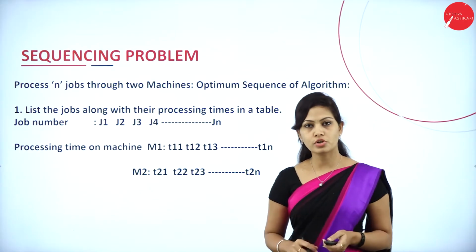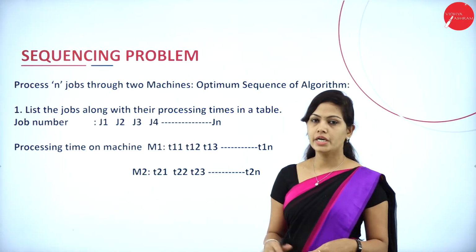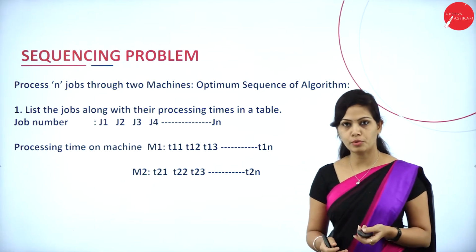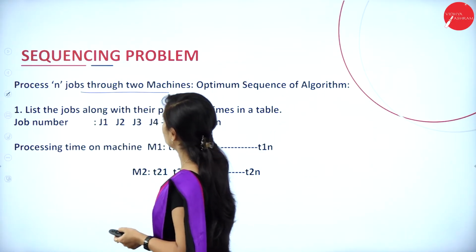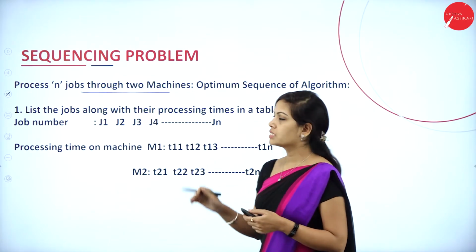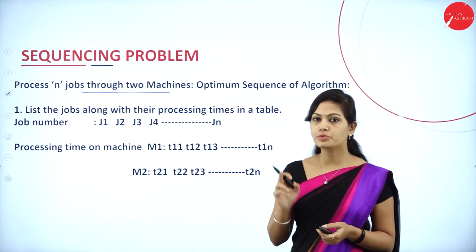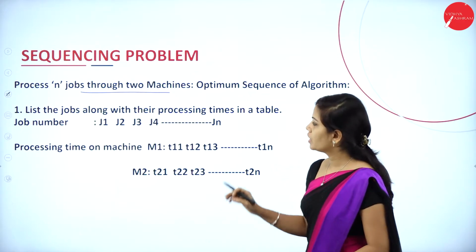Clear? How to solve this sequencing problem? Now I am explaining the algorithm of the sequencing problem. Process n jobs through two machines. This is regarding n jobs through two machines.